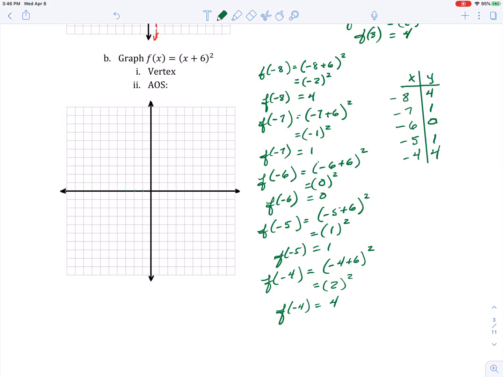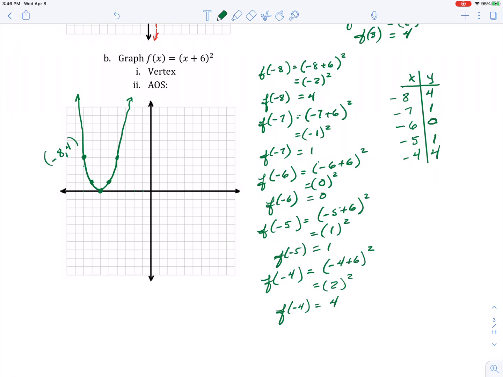Negative 8, 4. 1, 2, 3, 4, 5, 6, 7, 8. 1, 2, 3, 4. Looks like negative 8, 4 should be right about there. Negative 7, 1 is here. Negative 6, 0 is there. Negative 5, 1, and that's where you start to see it turn around. And negative 4, 4. So this parabola has shifted horizontally.